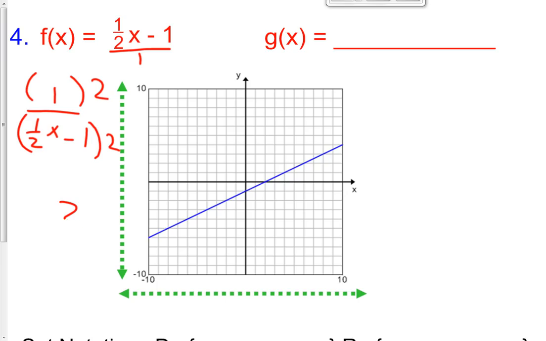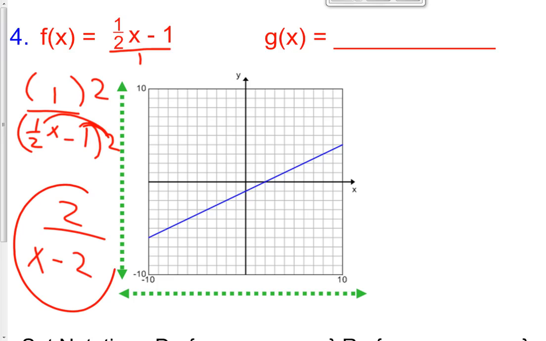So 1 times 2 is now 2 in the numerator, and let's distribute this 2. 1/2 of 2 is 1x, and then a negative 1 times 2 is a negative 2. This looks a lot cleaner. So let's put this down for our g of x, which is our rational function after we did the reciprocal. So 2 over x minus 2.